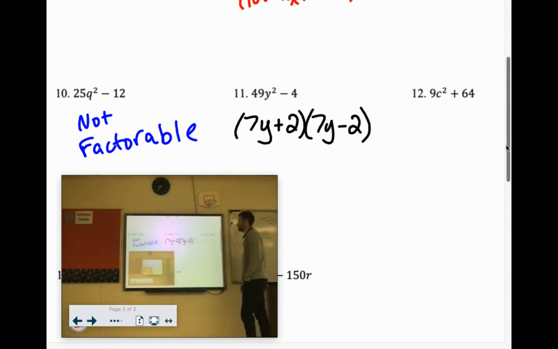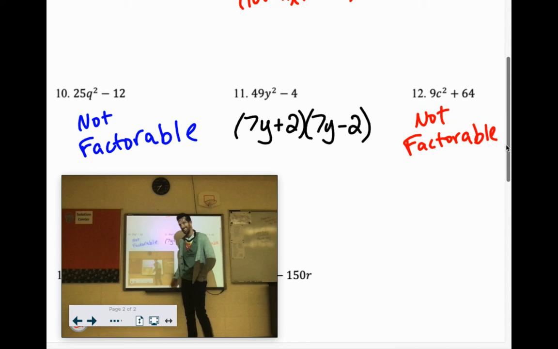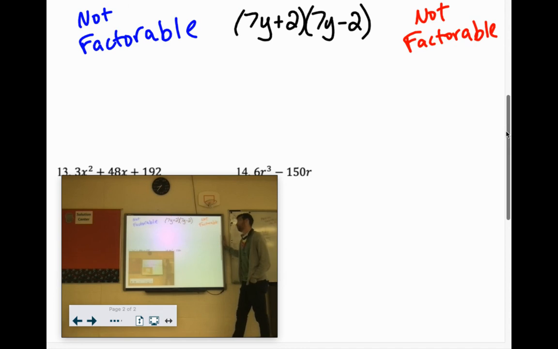9c squared plus 64. Common factor? No. Do they have subtraction in the middle? No. So we can't do this, because there's no such thing as the sum of squares. So not factorable. I know you were sad about that one because you were all excited. You're like, 3c, 8. But if that was minus, we could have done it. But alas, it was plus.